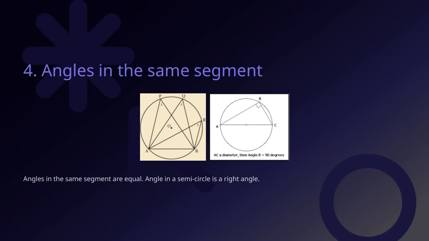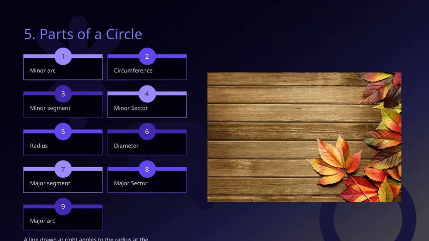toward the correct solutions. Let's take a closer look at the parts of a circle. First, we have the minor arc, which is a small segment of the circle's circumference. Correspondingly, the minor segment is the area between this minor arc and the chord connecting its endpoints. The circumference itself is the complete distance around the circle, and the radius is the distance from the center to any point on the circle.